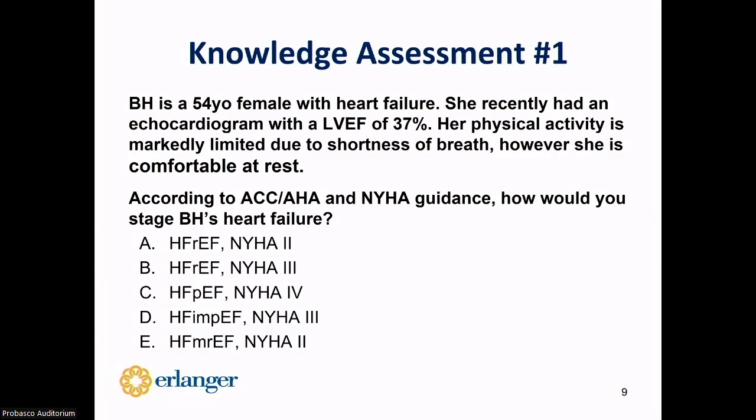Is it A, heart failure with reduced ejection fraction with an NYHA class of 2; B, heart failure with reduced ejection fraction, NYHA class of 3; C, heart failure with preserved ejection fraction with an NYHA class of 4; D, heart failure with improved ejection fraction, NYHA class of 3; or E, heart failure with moderately reduced ejection fraction with an NYHA class of 2? B is correct.